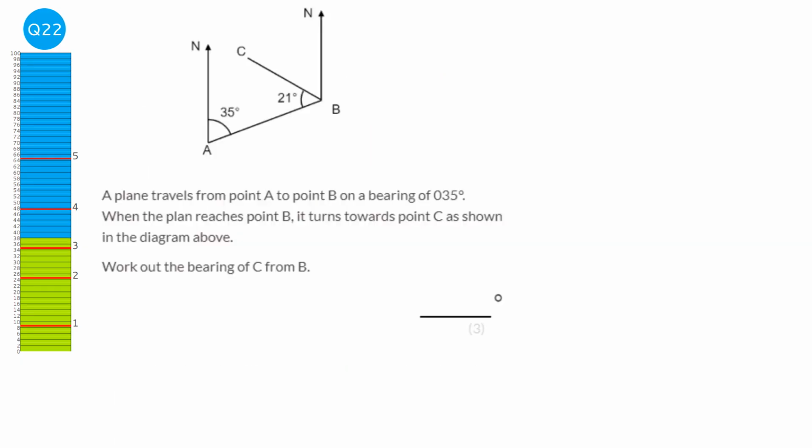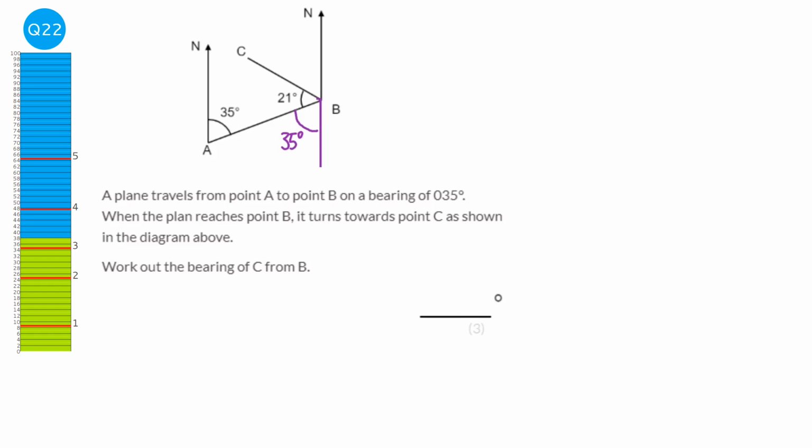For this question, it's really useful to label angles that you know on the diagram, even if you can't go straight to the answer. So I know that if I extend this line here, the north line, then I can work out what this angle is, because it's going to be the same as this angle here. And the reason is it's Z angles, which are alternate angles. So I know that this angle is 35 degrees because of alternate angles.